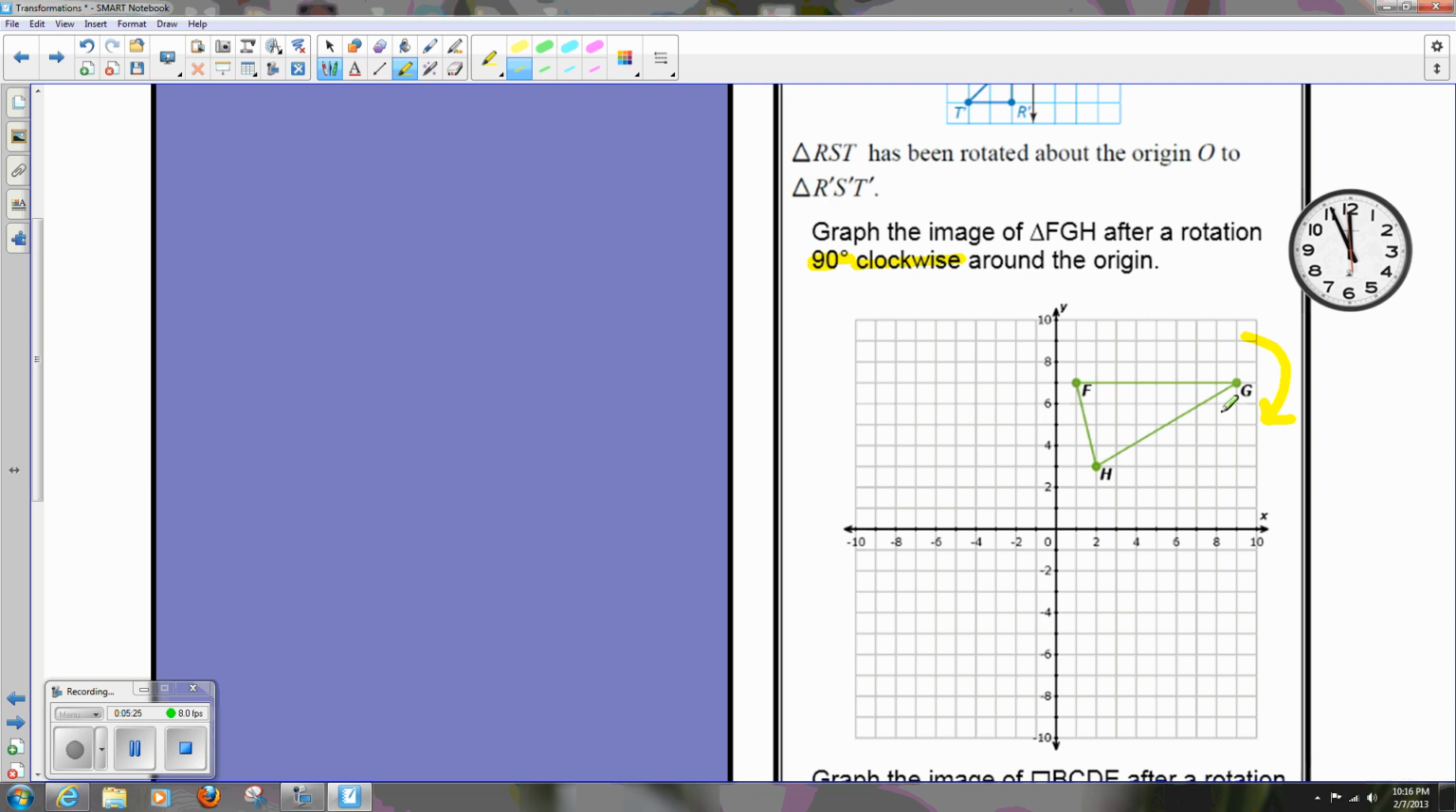That means it's going from this quadrant, which is quadrant 1, to which quadrant? Which quadrant is it going to end up in? 90-degree clockwise, I hope you were thinking quadrant 4. 90 degrees clockwise, it's a 1/4 turn in this direction, so it's going to end up somewhere down here in quadrant 4. So let's go ahead and cross out quadrants 2 and 3, because our answer is not going to be in those quadrants.